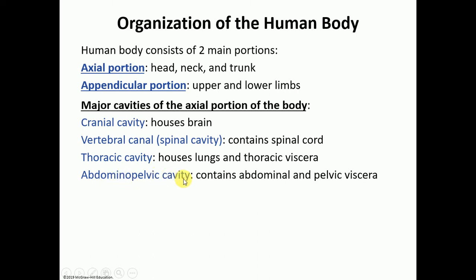There is a diaphragm, a muscle that separates the thoracic cavity above it from the abdominopelvic cavity below it. But there is nothing separating the abdomen from the pelvis. Okay, so this is basically one huge cavity, and sometimes we blend them together, as you see, and we call them the abdominopelvic cavity.